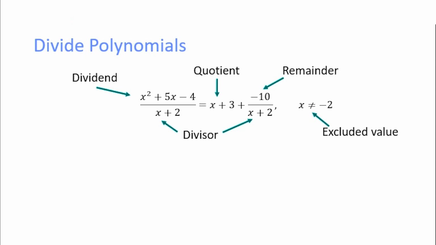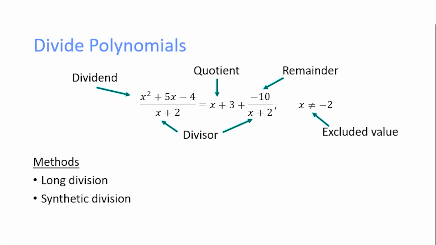Also, the divisor will determine the excluded value. In this case, since my divisor is x plus 2, my excluded value will be -2. We have two methods for dividing polynomials. The first method is called long division. This is what we will do in this video. And the second method is synthetic division.